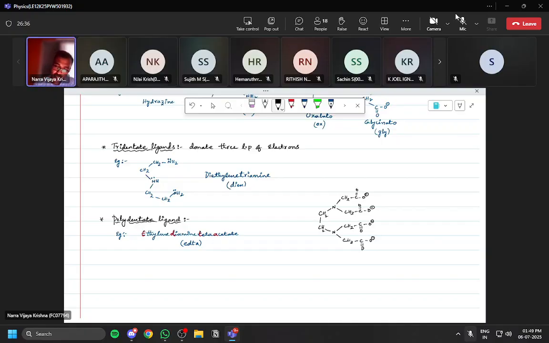See how many donors are there? Nitrogen can donate lone pair. Oxygens, 4 oxygens can donate 4. So total is 6. So can I call this a hexadentate ligand?